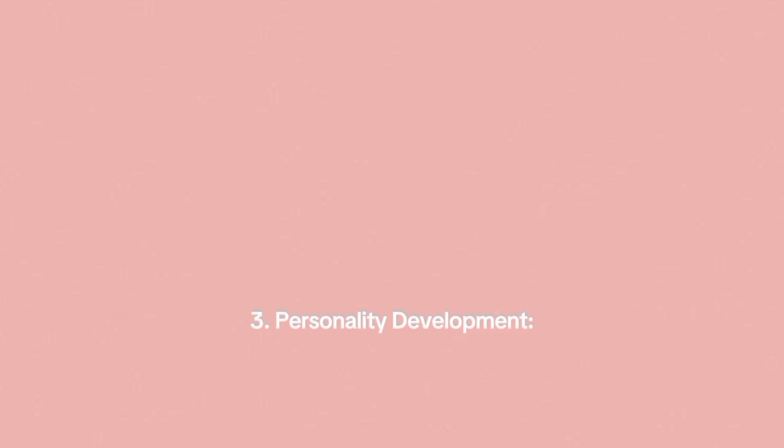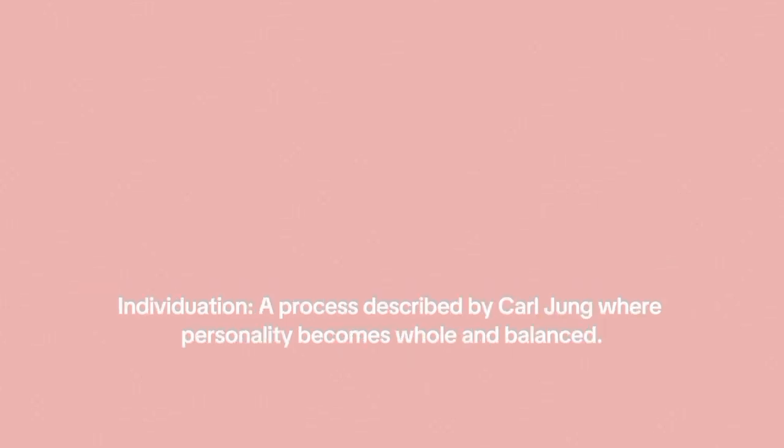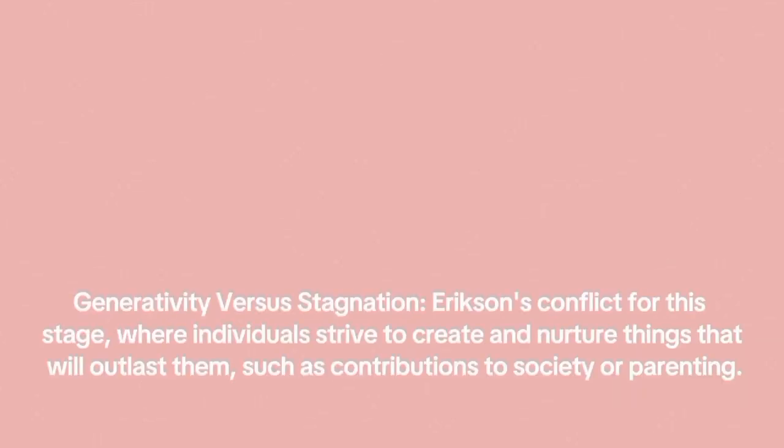3. Personality development. Confronting unfulfilled parts of personality, individuals may reflect on and develop aspects of their personality that have been neglected. Individuation: a process described by Carl Jung where personality becomes whole and balanced. Generativity versus stagnation. Erikson's conflict for this stage, where individuals strive to create and nurture things that will outlast them, such as contributions to society or parenting.